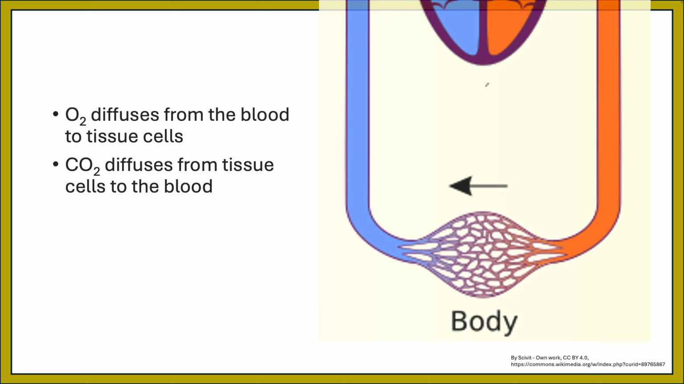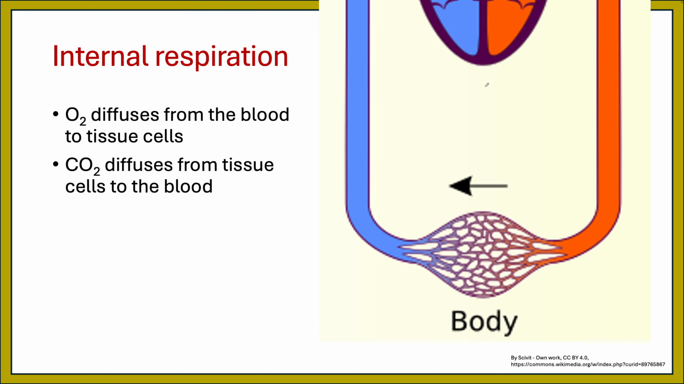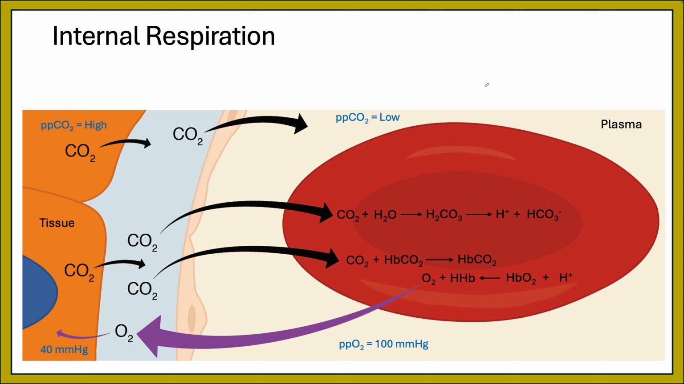All right, the final process in respiration is going to be internal respiration. This is when O2 is going to diffuse from the blood to the tissue cells, and CO2 is going to diffuse from the tissue cells to the blood. So we're going to see a reverse of what was going on in the lungs.